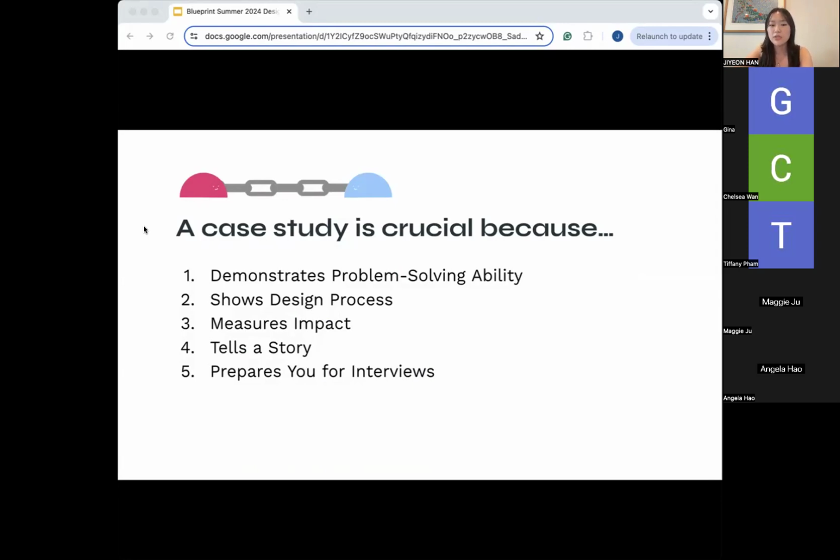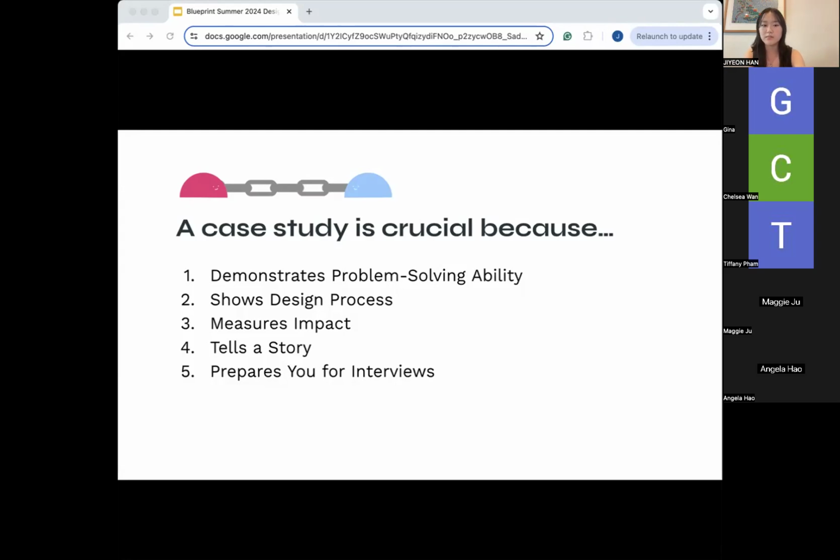A case study really showcases how you approach complex design challenges. It highlights critical thinking and problem-solving skills, which is really important as a designer. It shows your recruiters and employers how you tackle and resolve real-life issues. Two, it shows design process. It reveals your step-by-step design process from research to ideation to prototyping and your final execution. It's a really good way for us to see who you are as a designer and how you go through this design process.